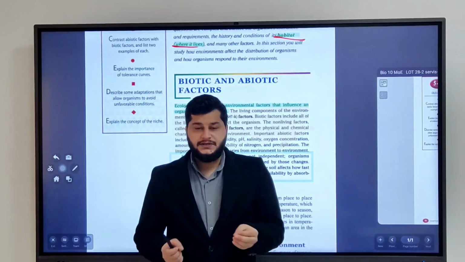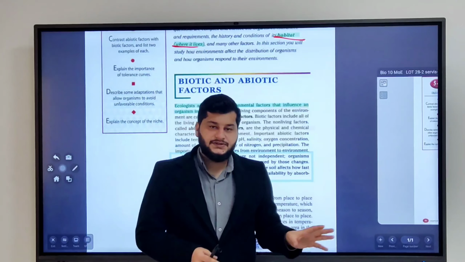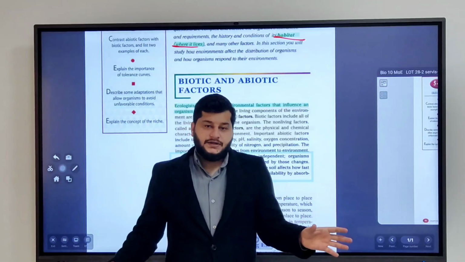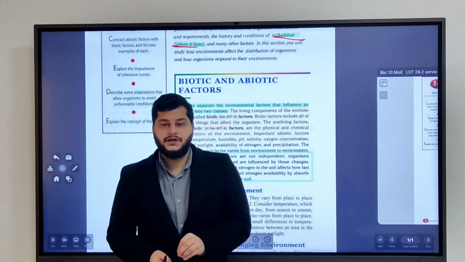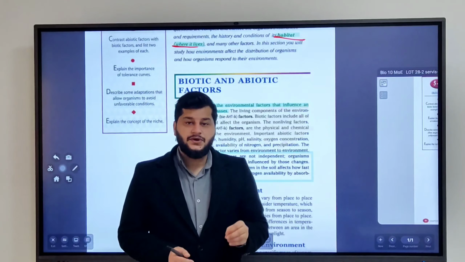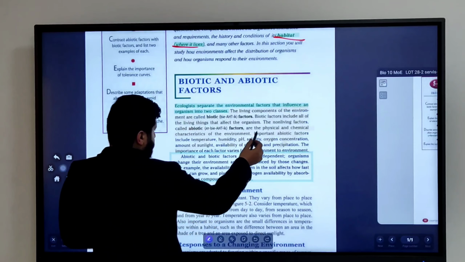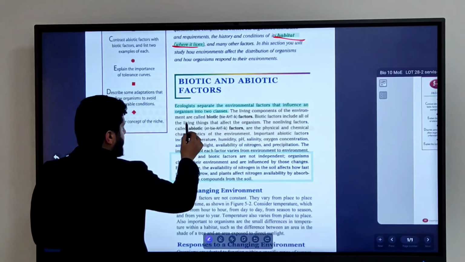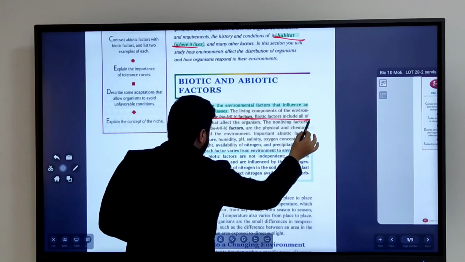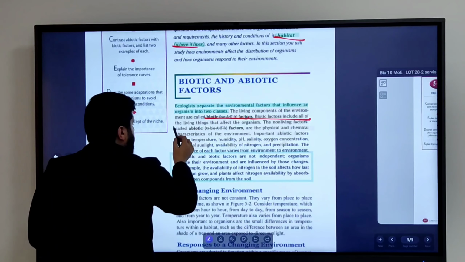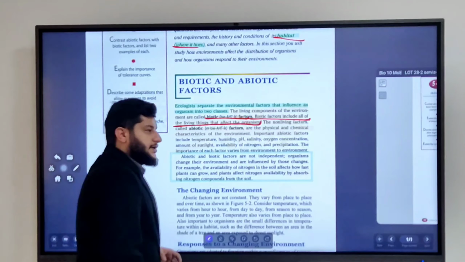Biotic and abiotic factors. Biotic means something that's living. Abiotic means non-living. So, biotic factor, anything that's living and affects organisms. Abiotic factor, anything that's non-living and affects organisms. Let's take the definition. The living components of the environment are called biotic factors. Biotic factors include all of the living things that affect organisms. Can you give me an example?